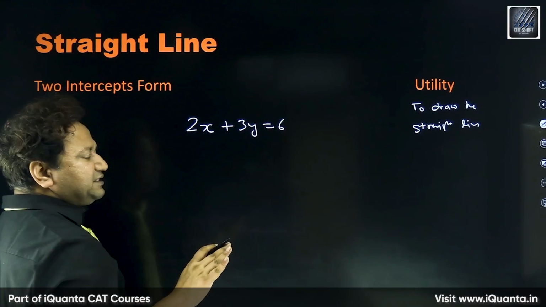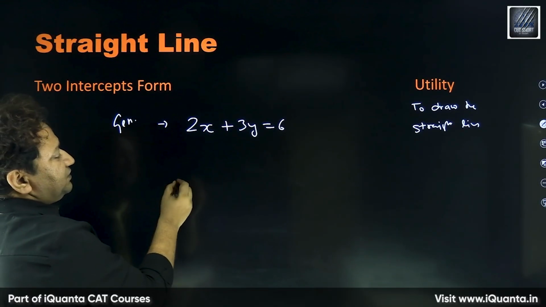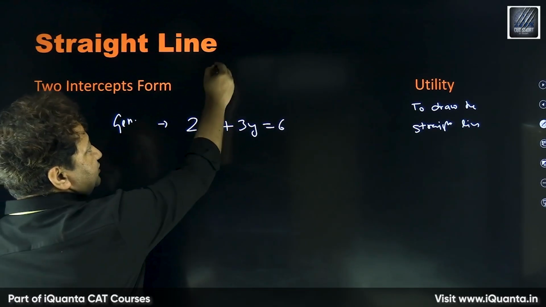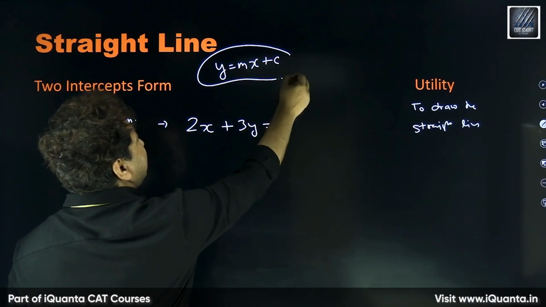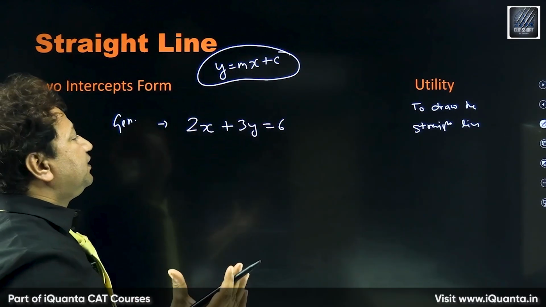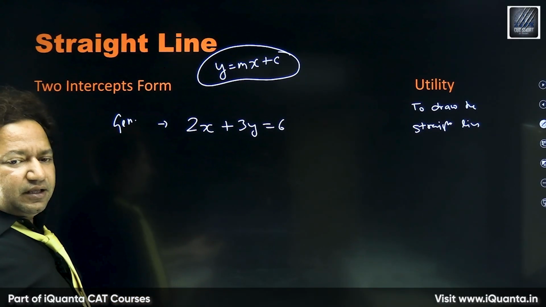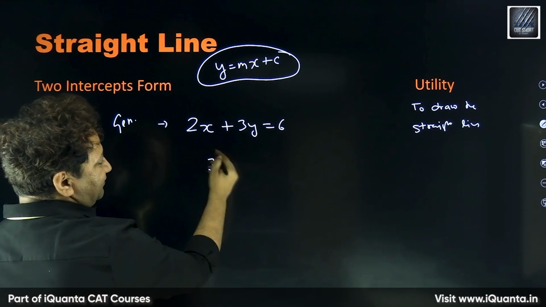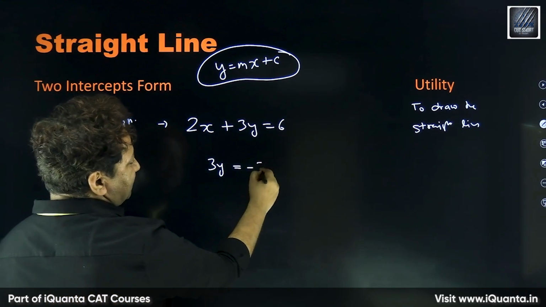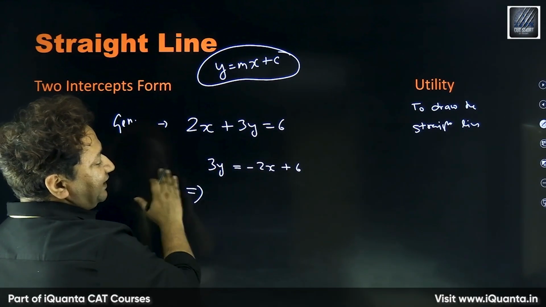I can convert this into, see, this is general form. Let's convert this into slope-intercept form, which should look like this. How to convert anything into a slope-intercept form? You should have y in the left-hand side, x and constant term in the right-hand side, and the coefficient of y should be 1, which means 3y in the left-hand side, 2x goes in right-hand side, becomes minus 2x plus 6 is there. And I want the coefficient of y to be 1. I can divide whole thing by 3.